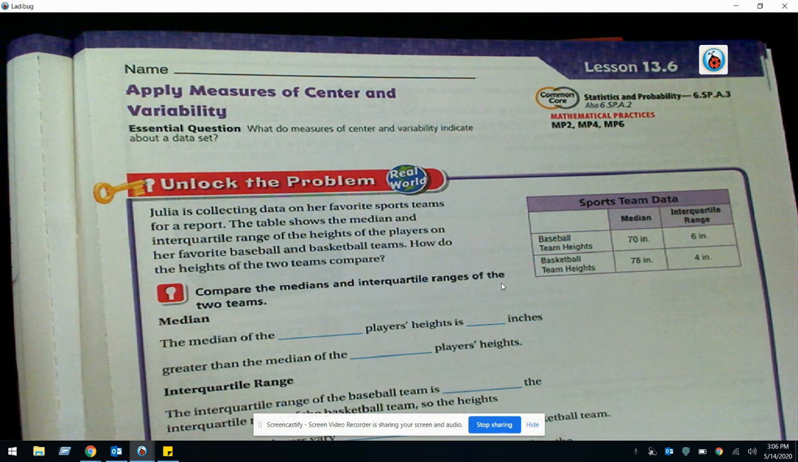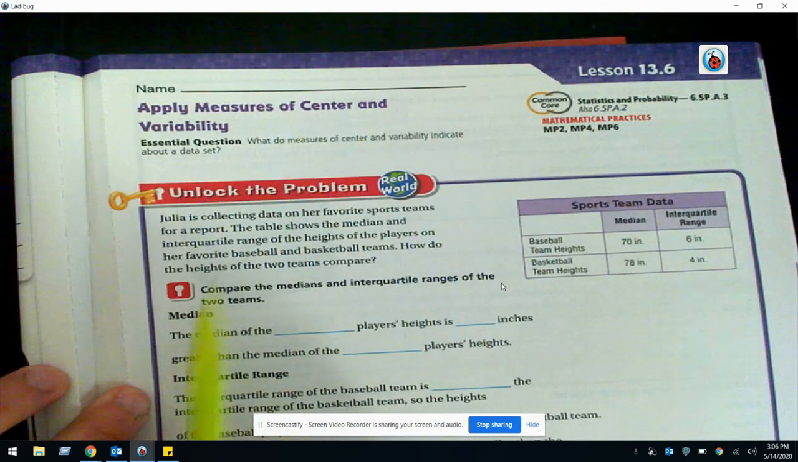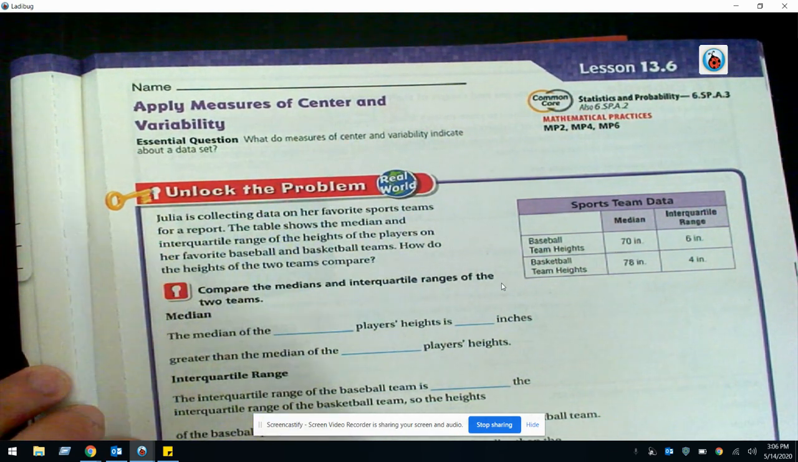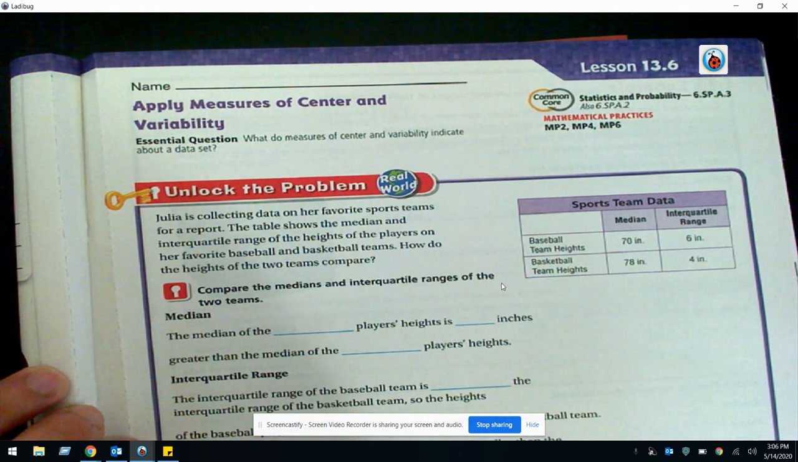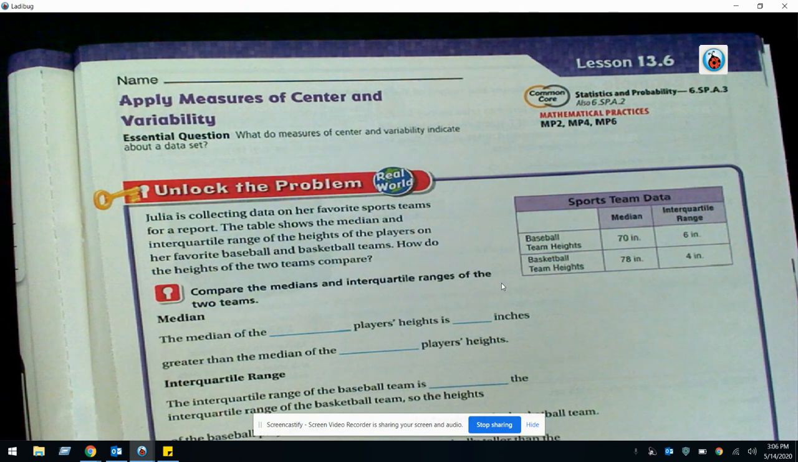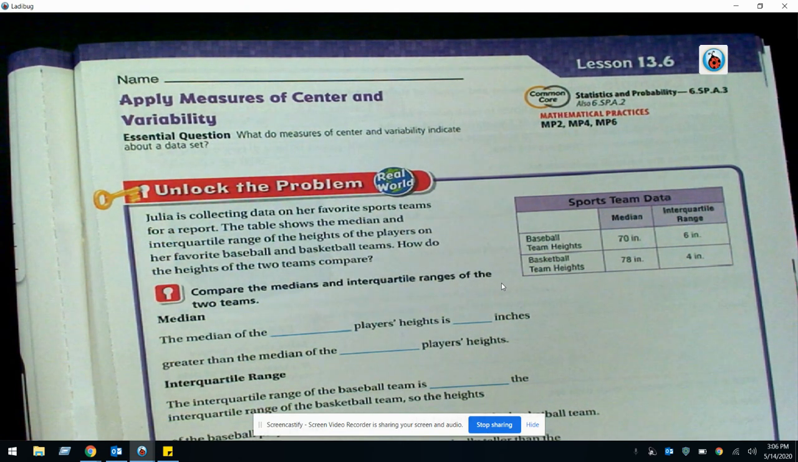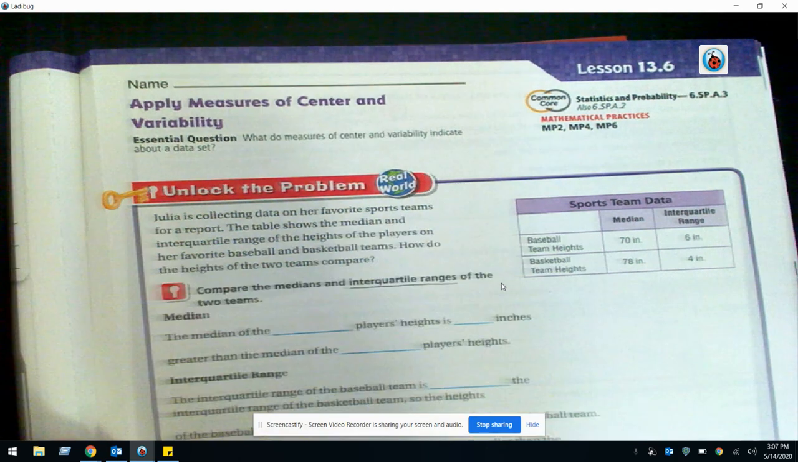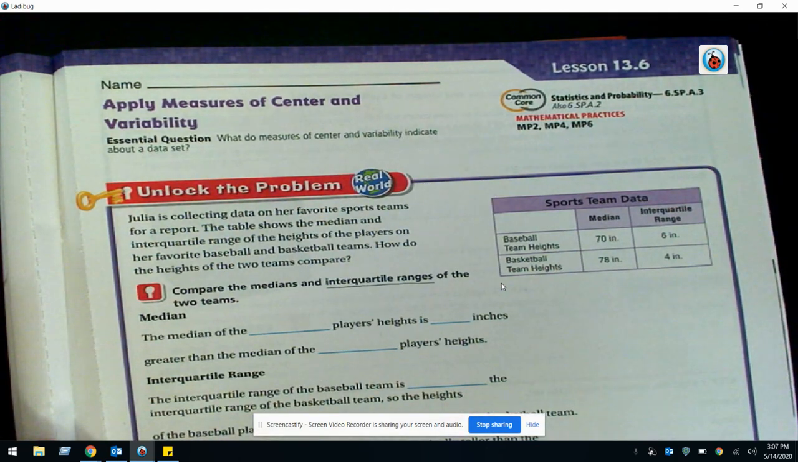So, unlock the problem. Julia is collecting data on her favorite sports teams for a report. The table shows the median and the interquartile range of the heights of the players on her favorite baseball and basketball teams. How do the heights of the two teams compare? If we remember, the interquartile range tells you one measure of how much the data varies. So when I talk about the interquartile range, it is how the data varies. One measure of it.